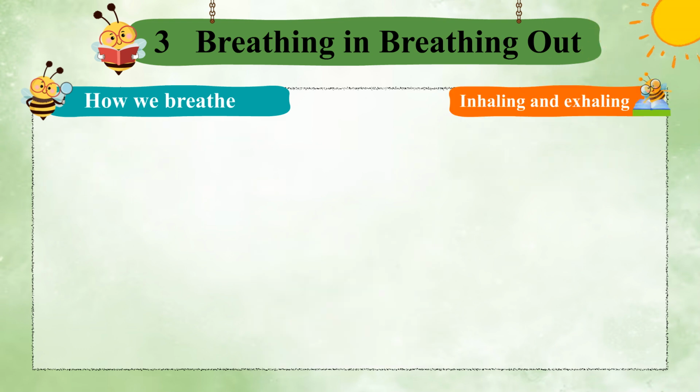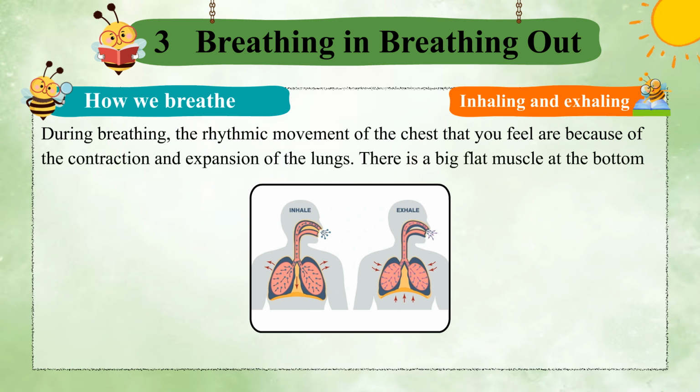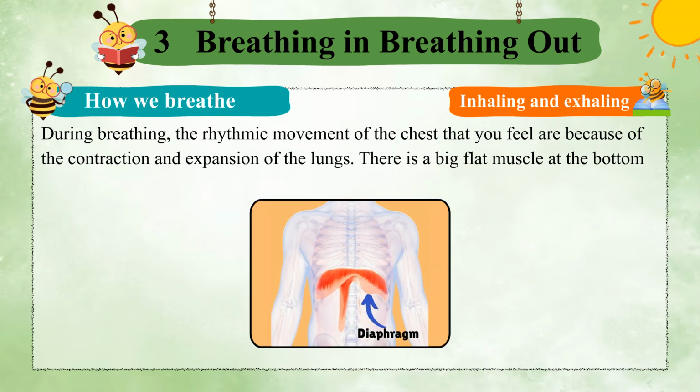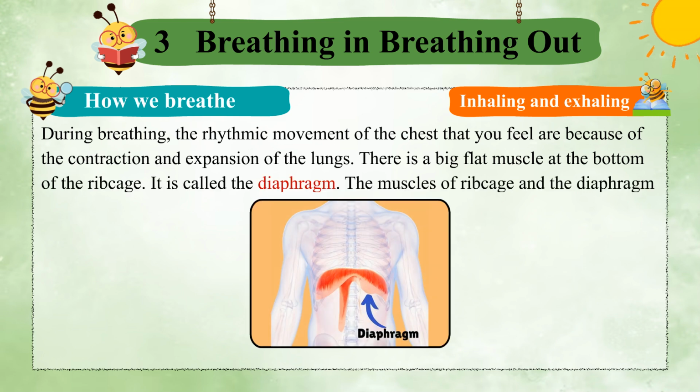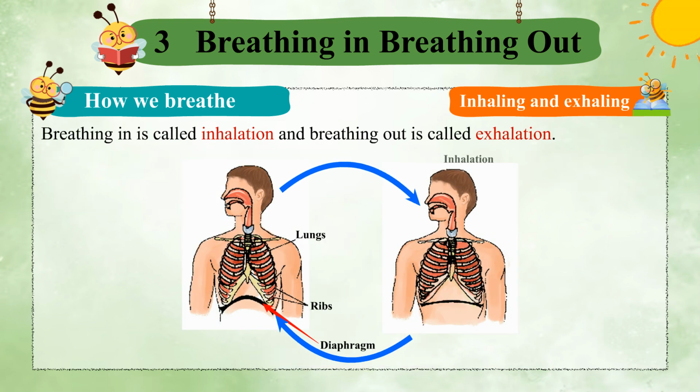Inhaling and exhaling. During breathing, the rhythmic movement of the chest that you feel is because of the contraction and expansion of the lungs. There is a big flat muscle at the bottom of the ribcage. It is called the diaphragm. The muscles of the ribcage and the diaphragm bring about movement of the chest cavity. Breathing in is called inhalation and breathing out is called exhalation.